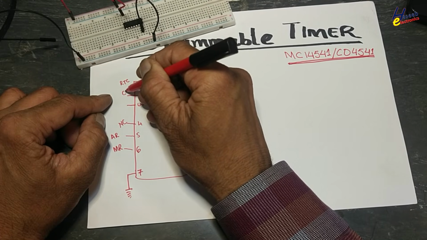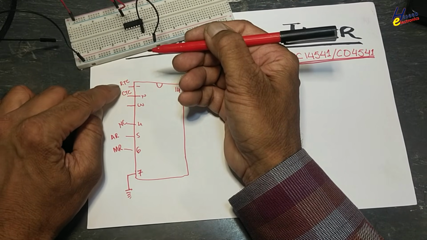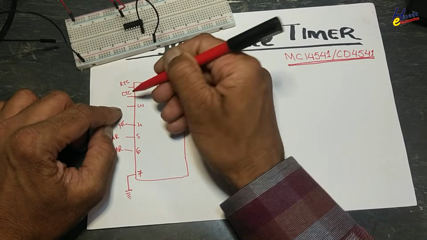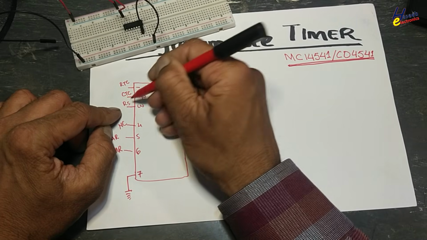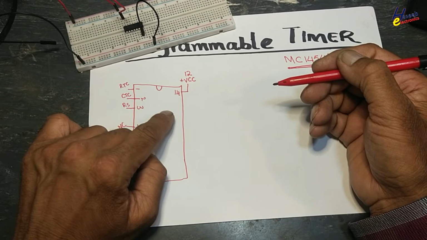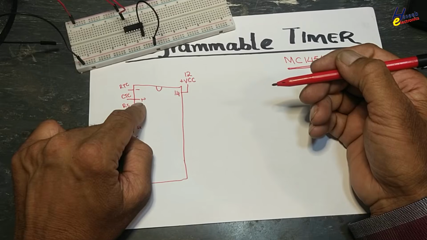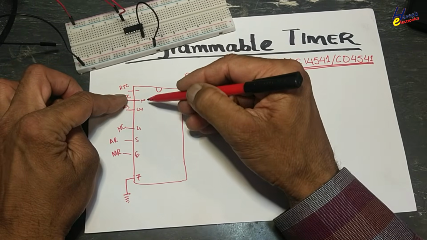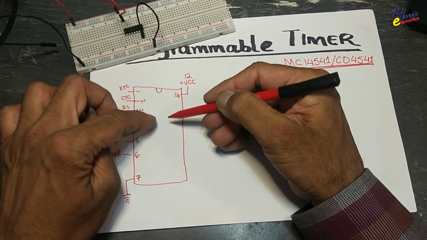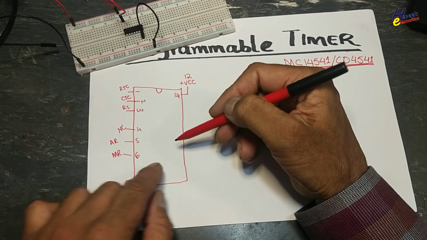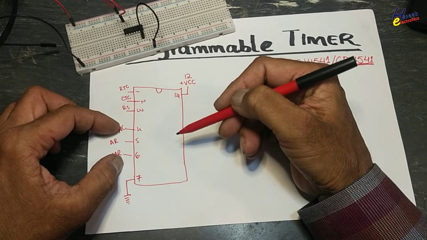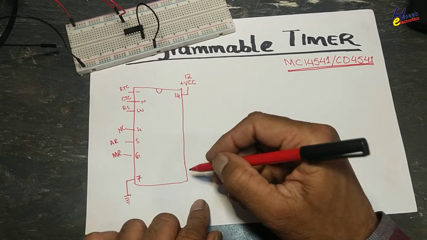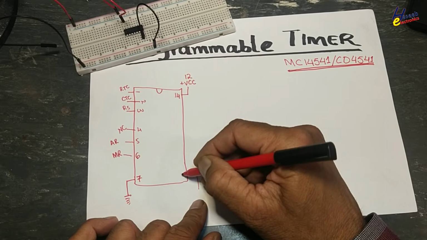Pin 2 is CTC. Timing resistor, timing capacitor and RS. These 3 components create its internal oscillator. Any frequency we calculate here will be applied to its internal circuit. After processing through these control inputs, it will provide output at pin number 8.